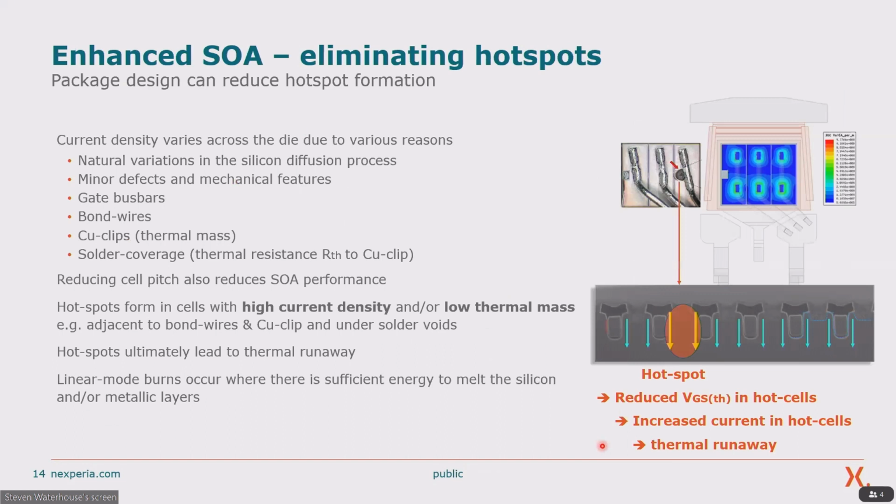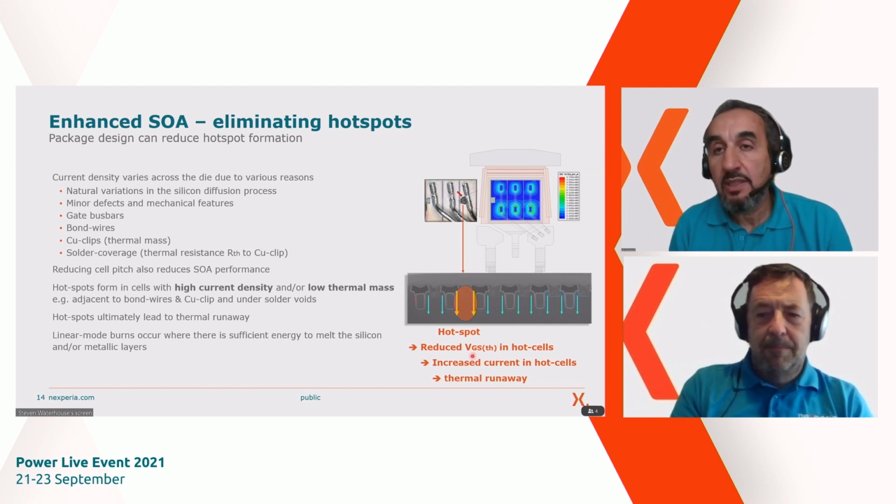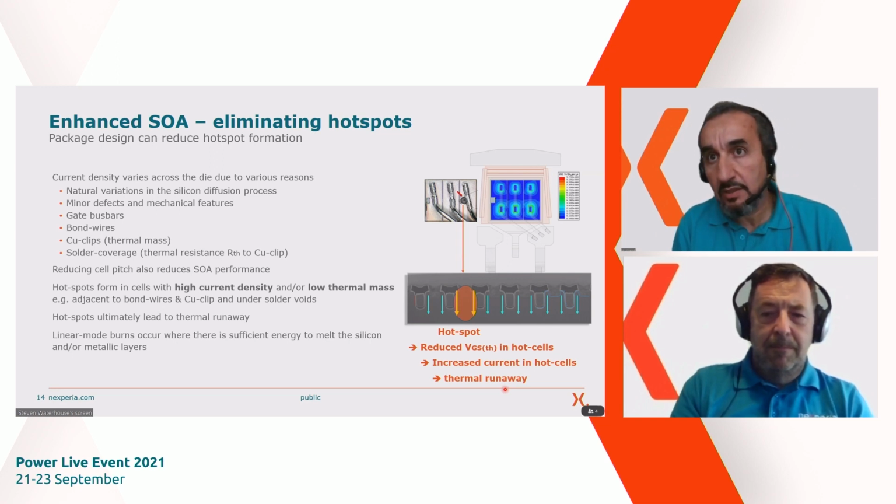Next slide, please. Now, just to get into the details of that, we are illustrating here a cell within the die. This is a cross section of the die, and if that cell happened to have a slightly different thermal impedance or a different characteristic, so that the VGS threshold of that cell is lower than the adjacent cell, it would start conducting more current. In doing so, it will heat up, and by heating up, it will then require less of a VGS threshold. That carries on until it pops, and that is enough for the device to be damaged.